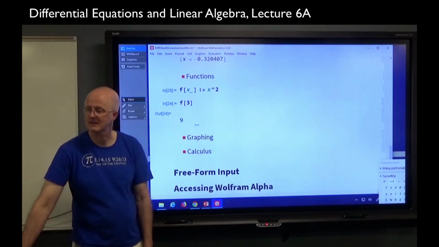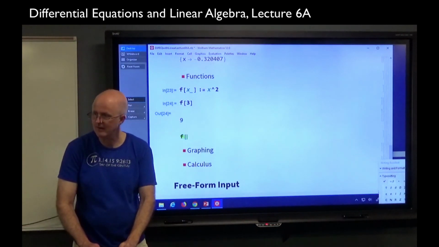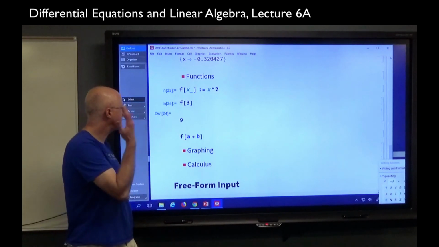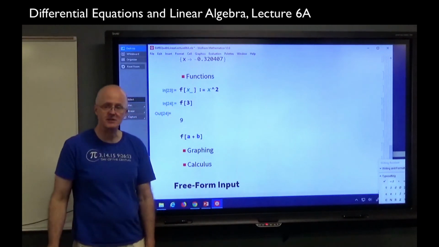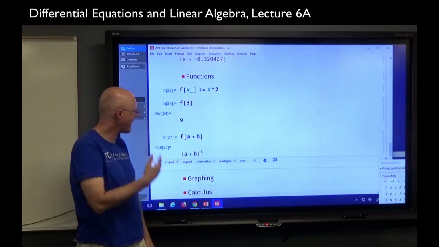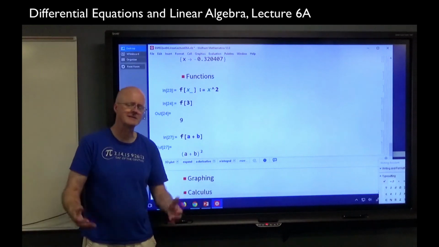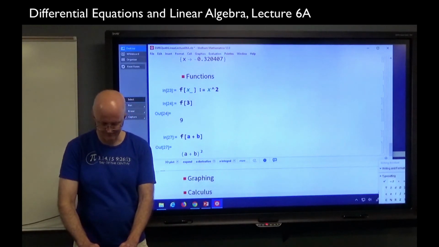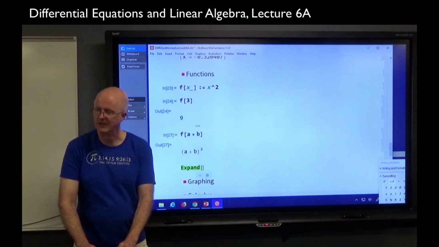Use square brackets. I can type f of a plus b in here as well, for example, where a and b are just symbols. It's going to square a plus b, like that. Although you might want to expand that, FOIL it. How do you do that? Well, expand is a built-in function that will do that.